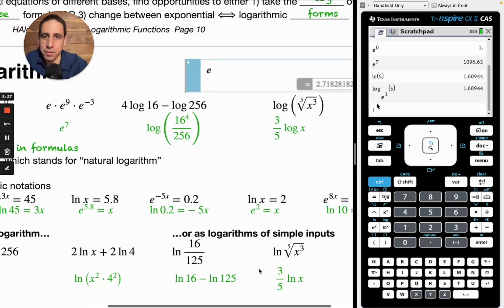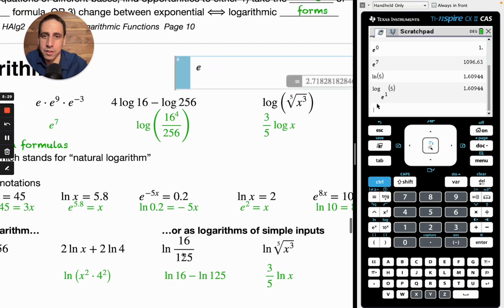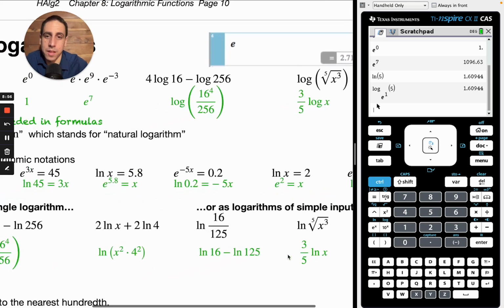And then you can go in the opposite direction as well. You can take one log and split it up into the logarithm of simple inputs. Here, division on the inside turns into subtraction on the outside. And radicals on the inside turn into exponents on the inside, and the exponent would be 3/5, which turns into multiplication on the outside. That's what that looks like.